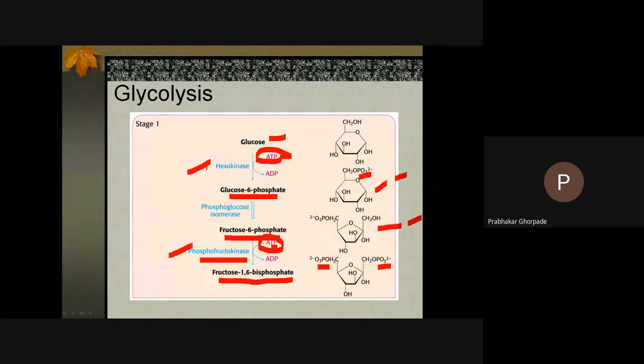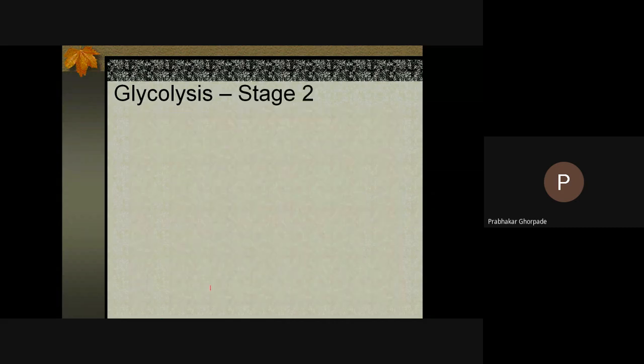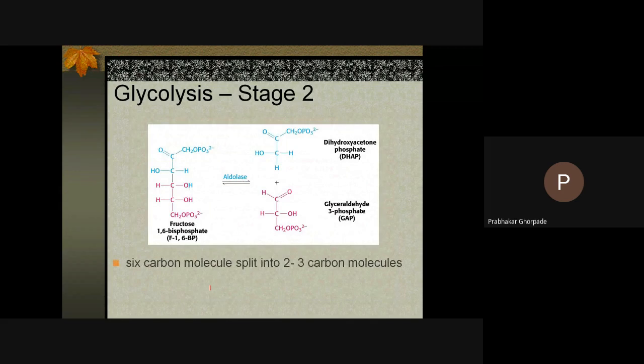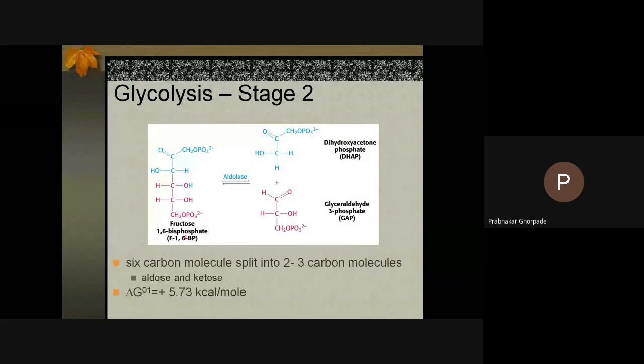So till now we have come to the point of fructose 1,6-bisphosphate. Now what to do with this fructose 1,6-bisphosphate? Here is one phosphate group attached. So this is the first carbon, this is the 6th carbon. Fructose 1,6-bisphosphate.